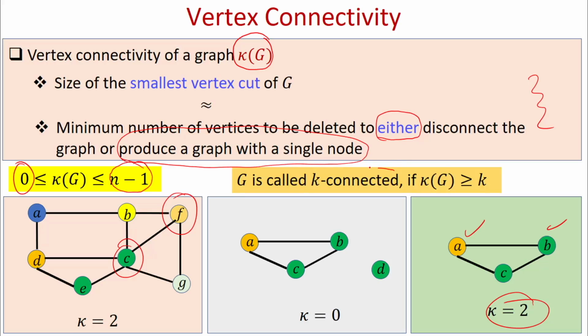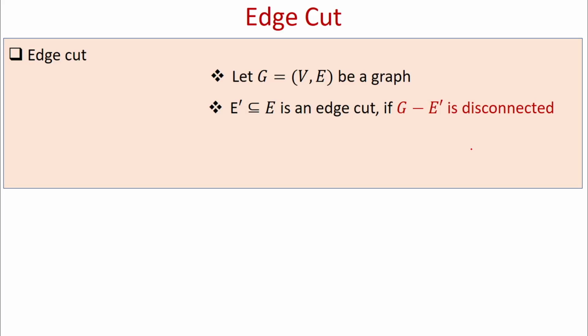Now my graph will be called k-connected if the vertex connectivity of the graph is at least k. That means the size of the smallest vertex cut is k. Okay. Now we can give a similar theory with respect to a collection of edges whose removal will disconnect the graph.